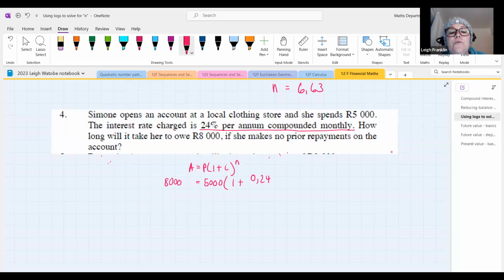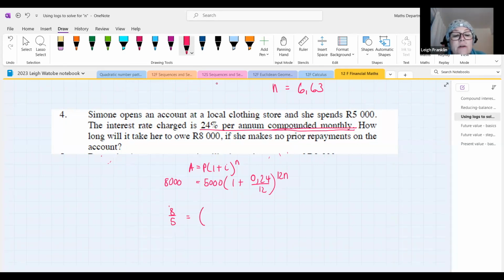So 0.24, and then I've got to remember to divide that by 12, because it's compounded monthly. And whatever I divide i by, I've got to multiply n by. So here I would end up with 12n. That means that when I divide both sides by 5,000, I am going to end up with, on the left, 8 over 5.